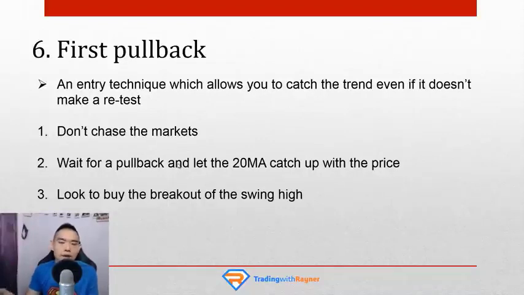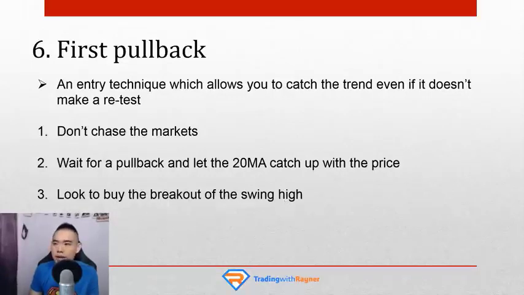So it's fine. You want to look for a pullback, and the key thing about this pullback is number 1, the range of the candles has to be relatively small. You don't want a pullback to have huge, massive candles, because this tells you that it could be a reversal instead of a pullback. And number 2, you want the 20 period moving average to catch up with the price, to touch the lows of the pullback. And then number 3, you can look to buy the breakout of the swing high.